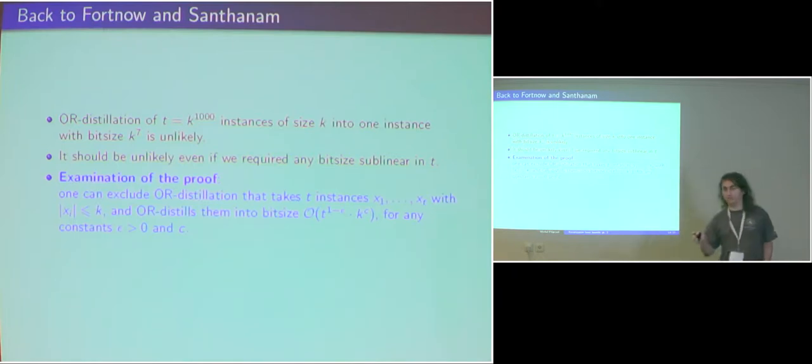If you examine the proof, this shows that it also excludes an OR distillation that takes t instances, x1 up to xt, each of size at most k, and yields one instance with bit size t^(1-epsilon) for any epsilon larger than 0, times any polynomial in k. The intuitive reason why this should hold is to put t as super, super large. Then t^(1-epsilon), with t like k^1000, will actually be smaller than t, because this 1 minus epsilon times this 1000 will not eat up this c here. So this should also be excluded, and the examination of the proof shows that actually it is excluded.